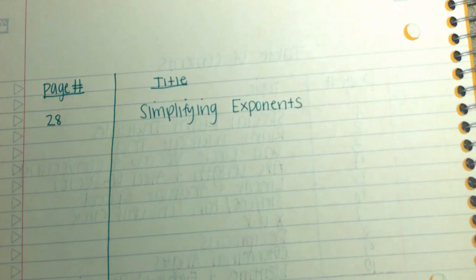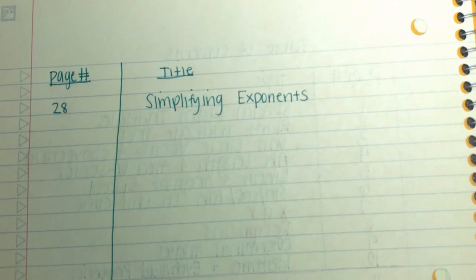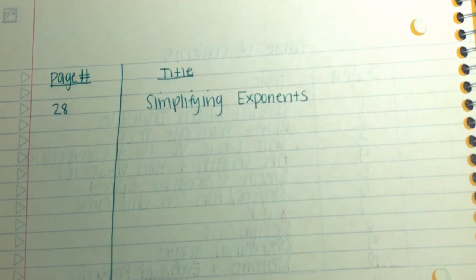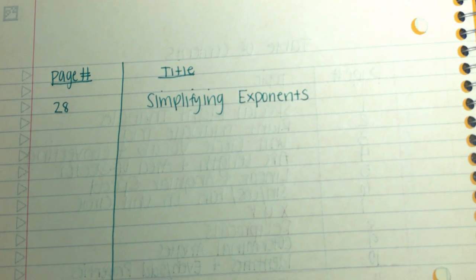But yeah. All right. Simplifying exponents is page 28. We have 9 examples to get through. I have about 28 minutes. So, y'all ready?